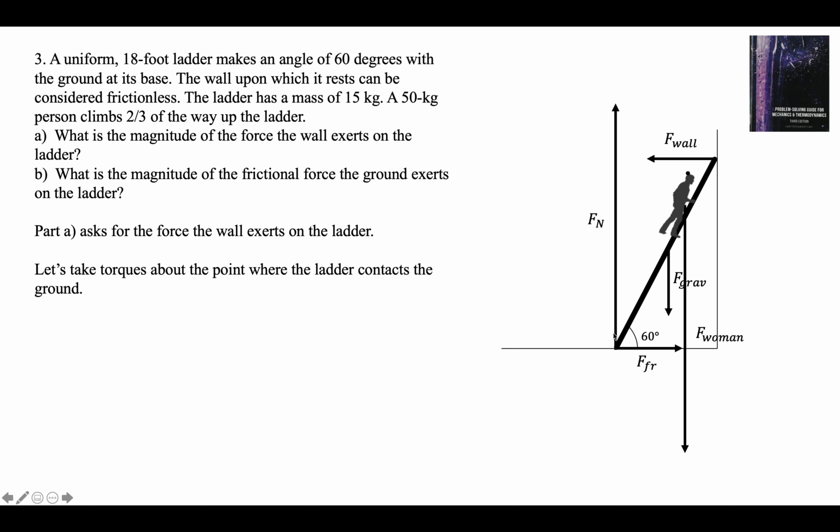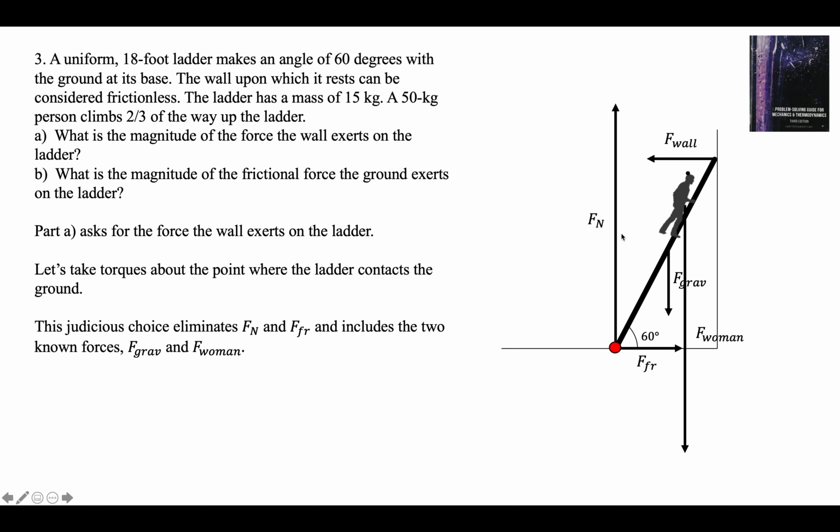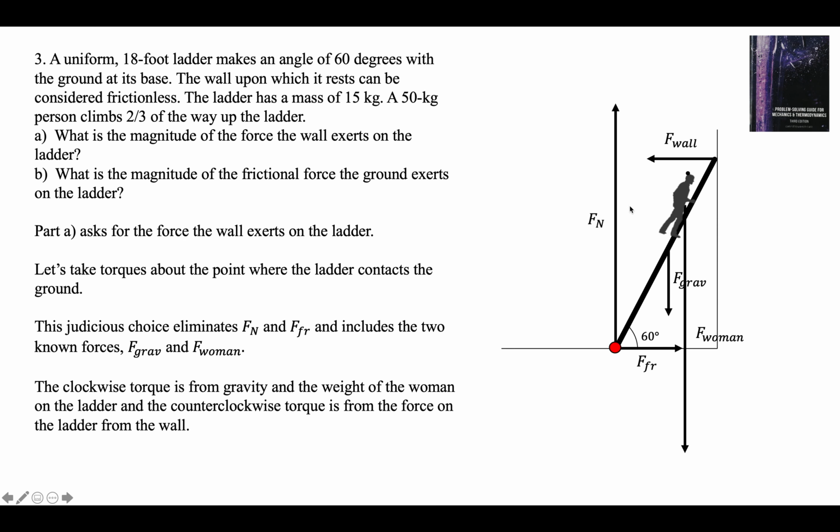Let's take torques about the point where the ladder contacts the ground. If we do it here, then we eliminate Fn and Fr from the equation. They're zero distance away. And the two knowns, F gravity, 150 newtons, and F woman, 500 newtons, are included in the equation. So we're going to only have one unknown. The clockwise torque is from these two forces. The counterclockwise torque is this way, around the red dot.